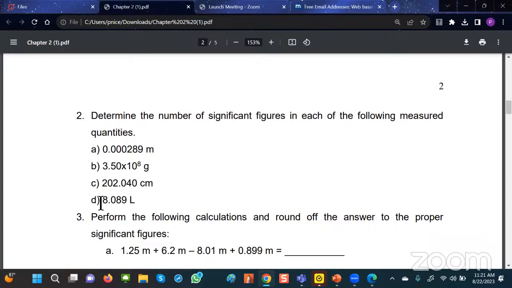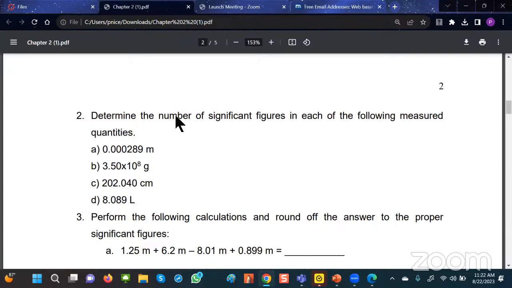The thing about exact numbers is that they have an infinite number of significant figures associated with them, all right? So that's one important difference that you need to recognize between exact numbers and measured numbers. Exact numbers have an infinite number of significant figures associated with them, while measured numbers have a finite number of significant figures associated with them.